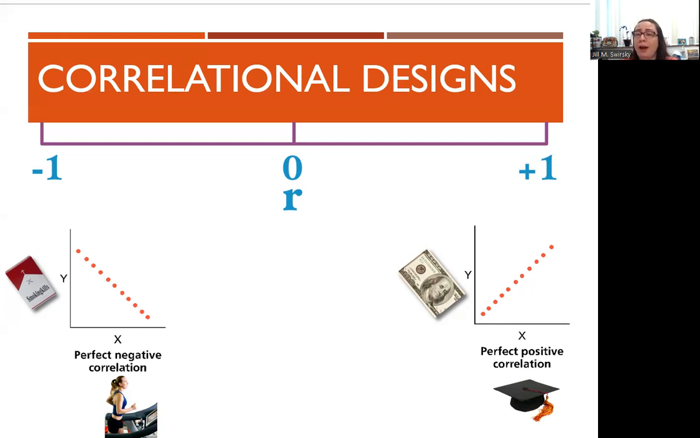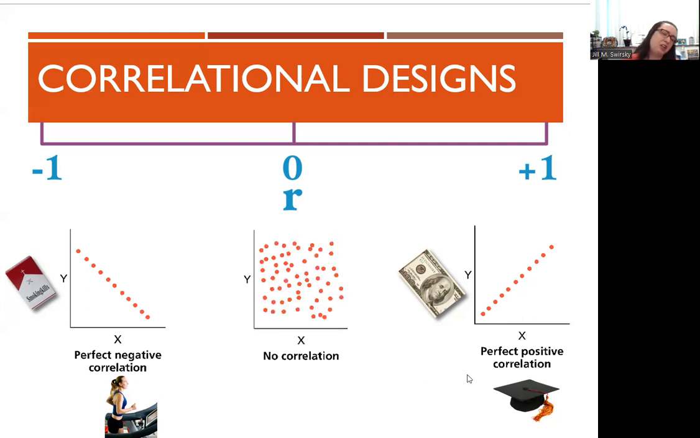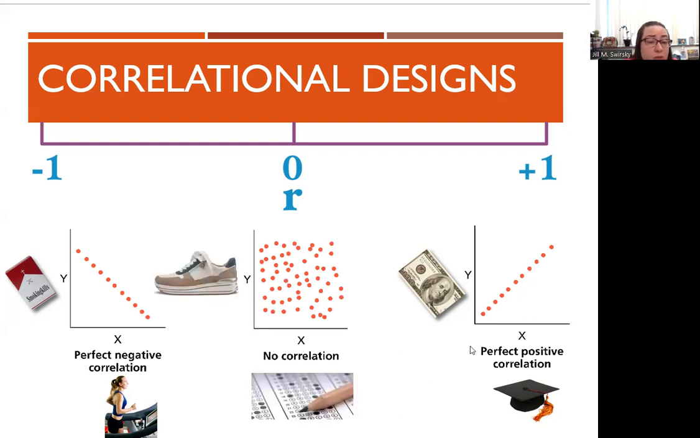Now, you may be wondering what happens if the data points have absolutely nothing to do with each other. Your data is going to look something like this. Okay? Take the association between shoe size and exam scores.